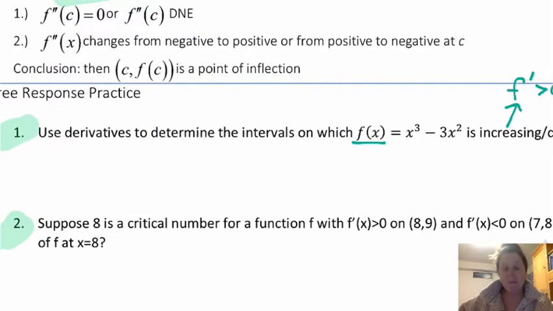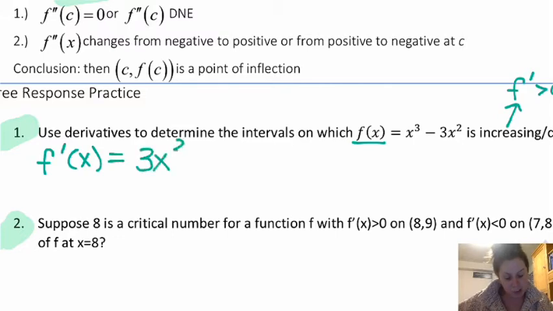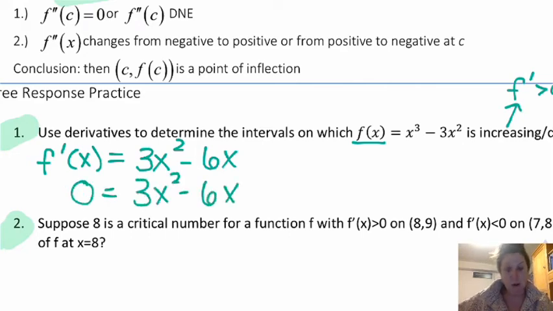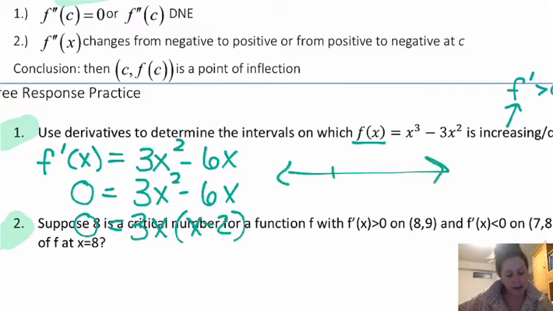So I'm going to start by figuring out what f prime is. If f of x is x cubed minus 3x squared, f prime would be 3x squared minus 6x. Now I'm going to find the critical values by setting that equal to 0. And that will never be undefined, so I don't need to worry about that. Here I can factor out a 3x, leaves me with x minus 2. So I get critical values at 0 and at 2. And those are what I'm going to use on my sign analysis.